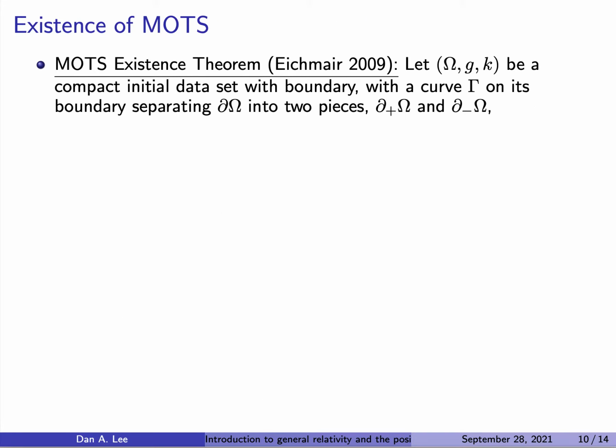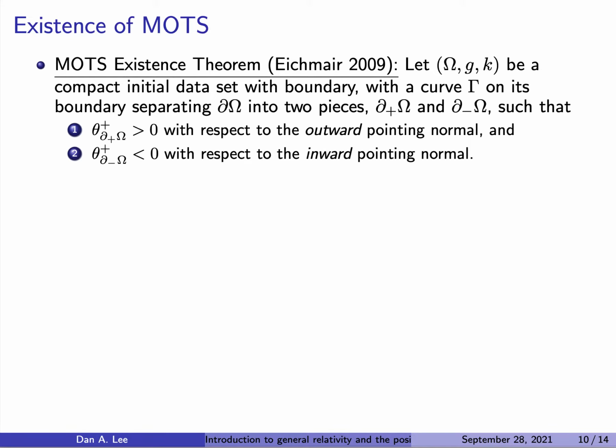All right, in order to do this, we need an existence theorem for MOTS. The relevant existence theorem was given by Michael Eichmeier. This is the statement. Let omega, g, k be a compact initial data set with boundary. We put a curve gamma on its boundary, separating the boundary into two pieces, boundary plus and boundary minus. We have assumptions on those two boundary pieces. The null expansion of the plus boundary piece should be positive with respect to the outward pointing normal, and the null expansion of the minus boundary should be negative with respect to the inward pointing normal.